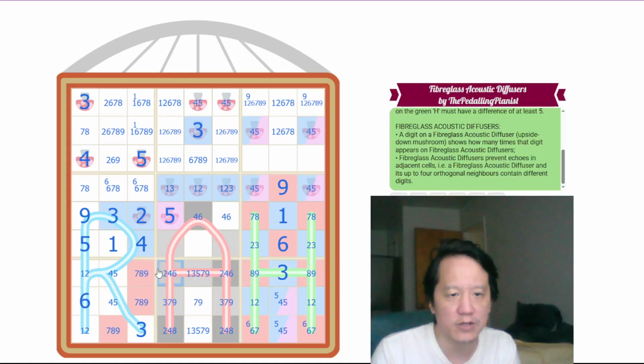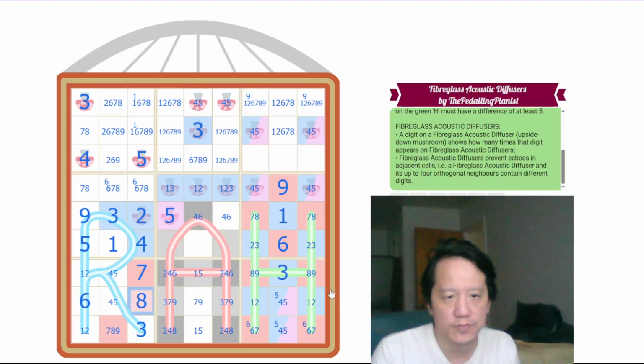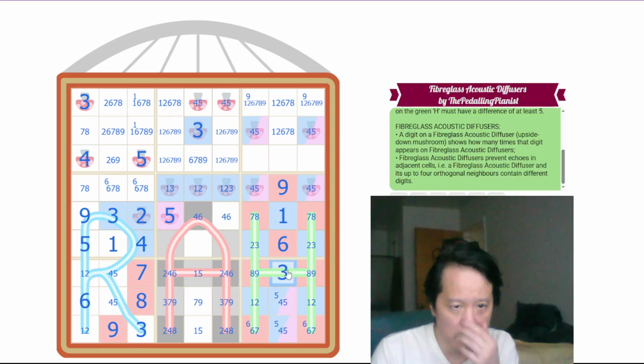This 8, 9 pair eliminates 8 and 9 here, so that's 7. This 3, 7, 9 triplet eliminates 3, 7, 9 in the rest of the box, and the rest of the row, so this can't be 7 or 9, it's 8. That leaves this as a 9 here. Okay.